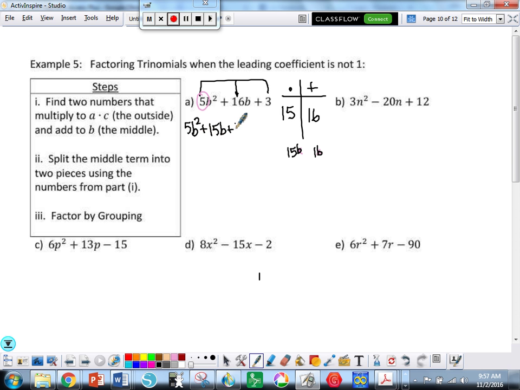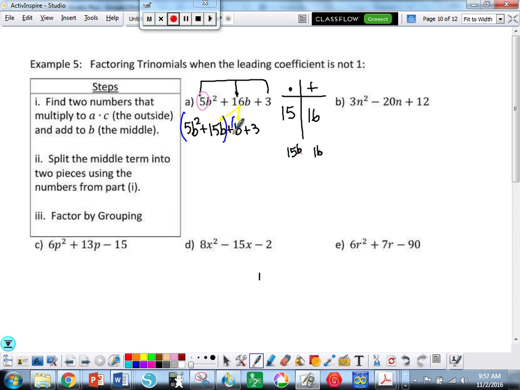I'm going to split up that middle term, and instead of saying 16, I'm going to say 15 and 1. Now that still is 16, right? But I've split apart that middle because once you have it split, we have 4 terms. And do we know what to do with 4 terms? We can group them.